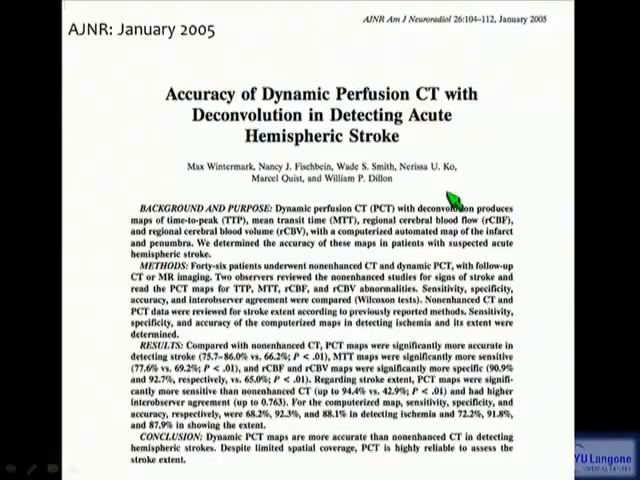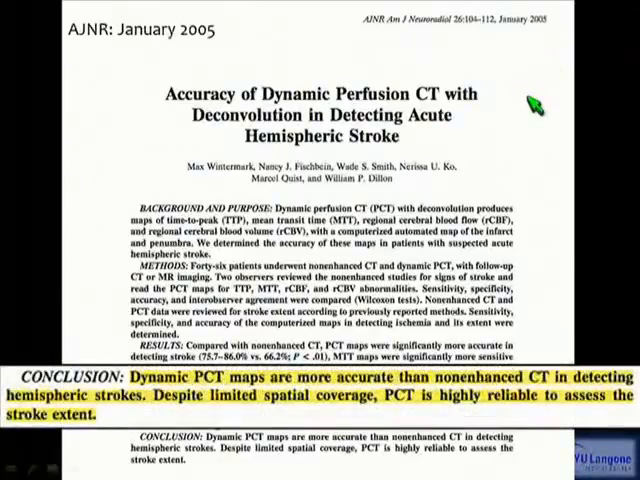We're going to discuss the theory and the clinical practice of brain perfusion imaging within the next 30 minutes. And I'd like to start the lecture back in 2005, with an article entitled Accuracy of Dynamic Perfusion CT with Deconvolution in Detecting Acute Hemispheric Stroke. And back in 2005, this article, authored by Wintermark et al., concluded that dynamic perfusion CT maps are more accurate than non-enhanced CT in detecting hemispheric strokes.